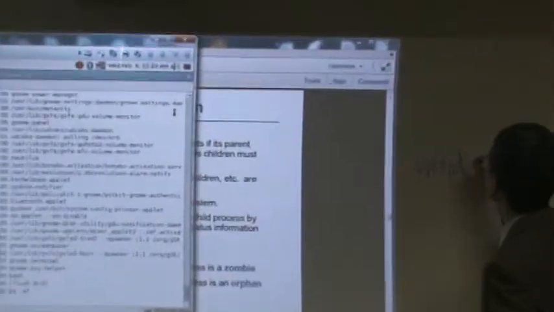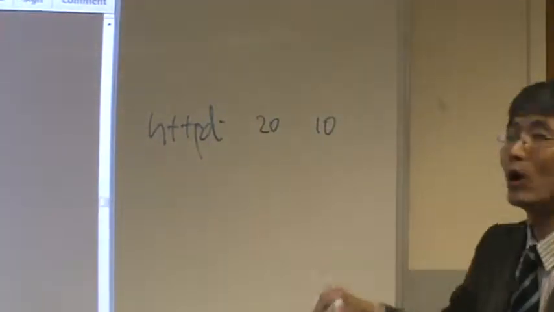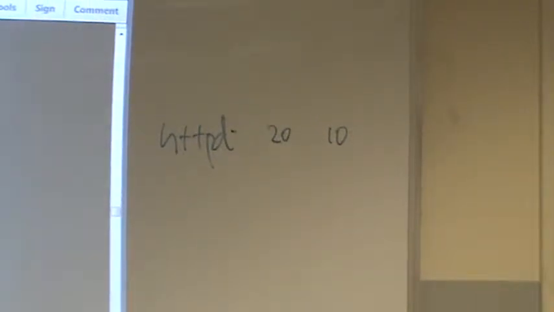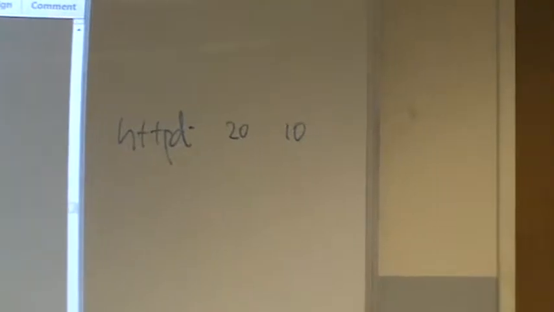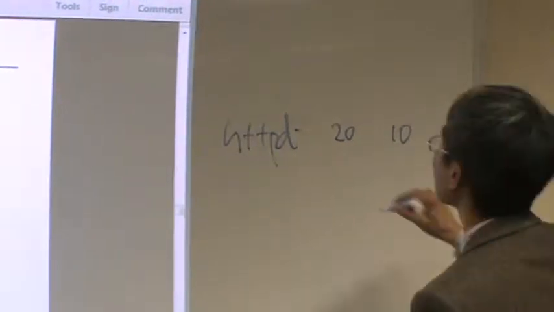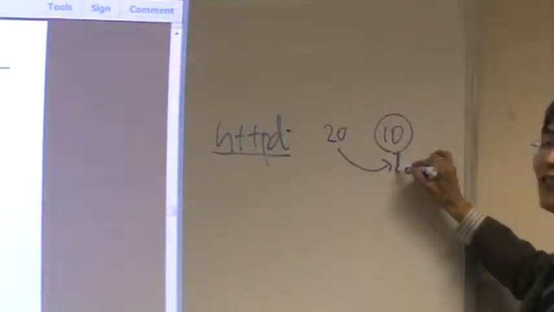Then this process ID is 20, parent ID is 10. I cannot stay logged on forever because I want to go home. So I log out. What happens? The web server, this process, will be terminated. But you don't want that. At that time, you can change the parent relationship to 1.